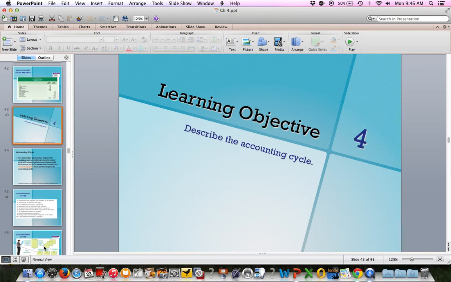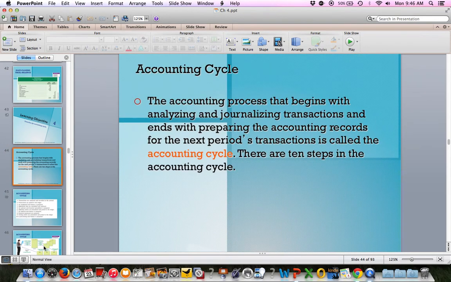Okay, so next let's talk about the accounting cycle, and basically just the process that begins with having journal entries. We analyze them, we look at source documents, we journalize them, put them together, and then get ready for accounting entries. It says there's 10 steps to the accounting cycle.